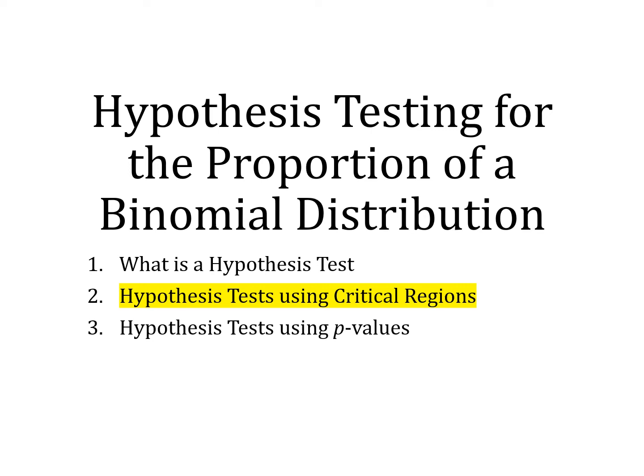Hello folks, so this is my second video looking at hypothesis testing for the proportion of a binomial distribution. Follows on from the first video there about what a hypothesis test is. And we're going to look at one of the two methods of doing hypothesis tests. This one uses what we call critical regions.